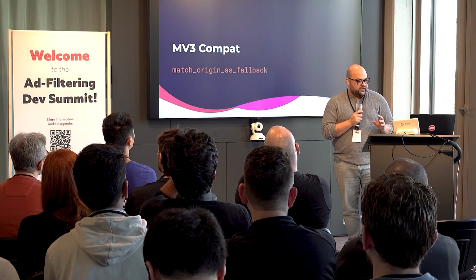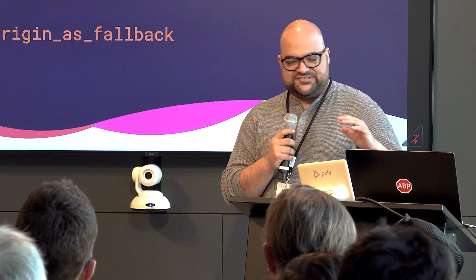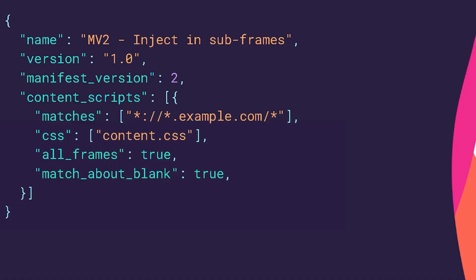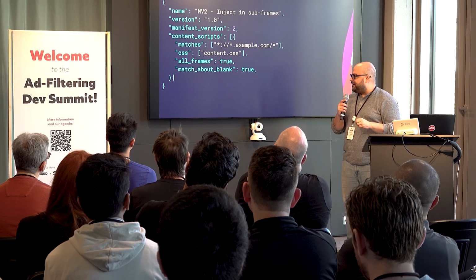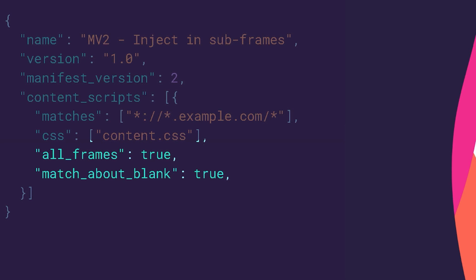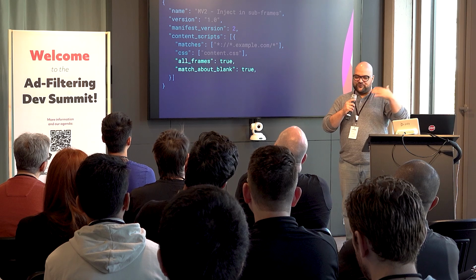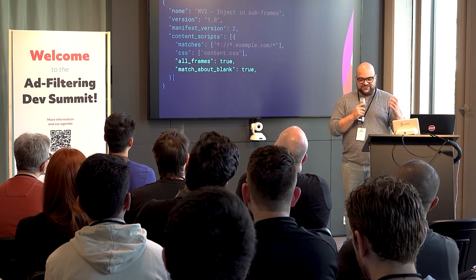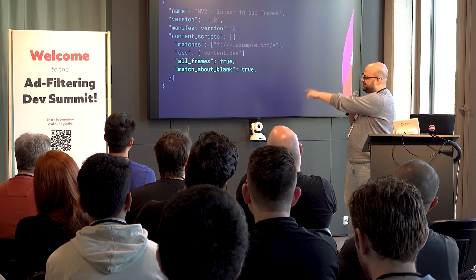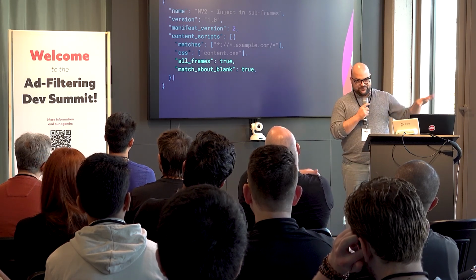For those that aren't familiar, this is a content script property that allows you to specify the ability to inject your content scripts into subframes of a given page. Previously we had in the pre-MV3 world this concept of all frames true, that allows you to say that I want to inject my content script into subframes in this document, and if the subframe had a matching host permission pattern, like we have matches example.com here, then you would be able to inject into it.